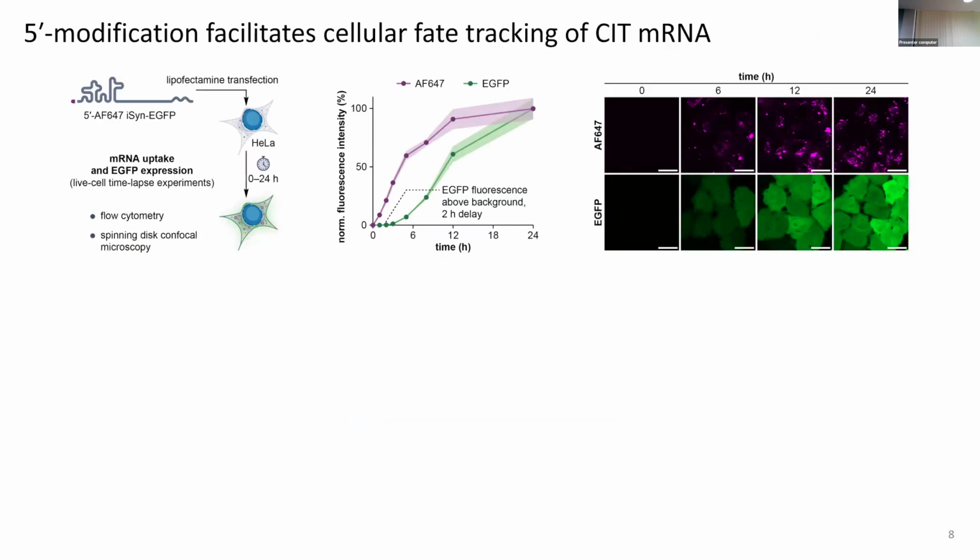So finally, we explored the possibility of applying the strategy for cellular-phase tracking of the mRNA. And as you can see from this data, we can very easily track the uptake as well as the expression of the protein. We can either use flow cytometry or we can use microscopy to, for example, see what's the lag between the delivery of the mRNA and the expression.